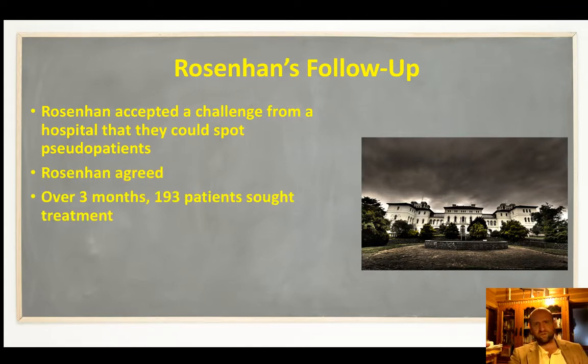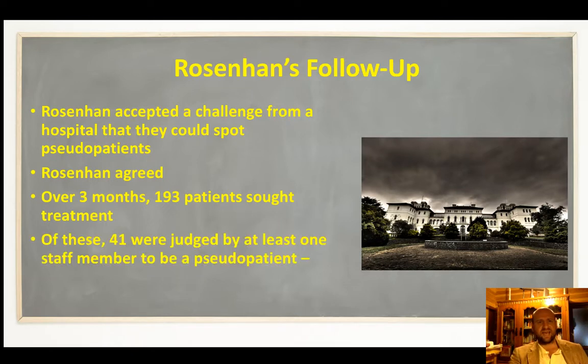Rosenhan said sure. Over 3 months, 193 patients went to this hospital to seek treatment, and the hospital proudly declared, look, 41 people of these 193 were judged by at least one person to be a pseudo patient. I think there was also a stat about how many were judged by more than one, but at least 41 by at least one. Rosenhan didn't send any. And this perhaps strengthens his point again.